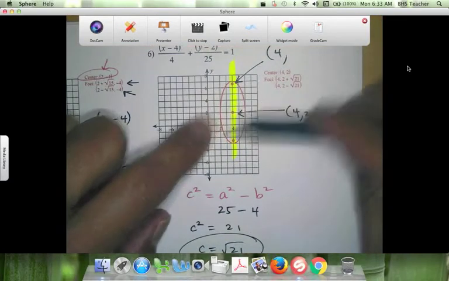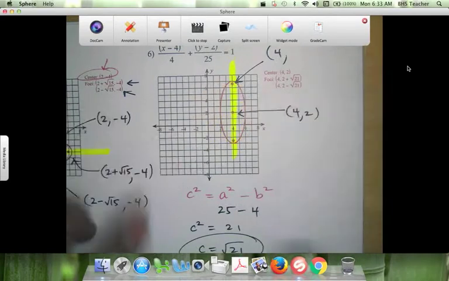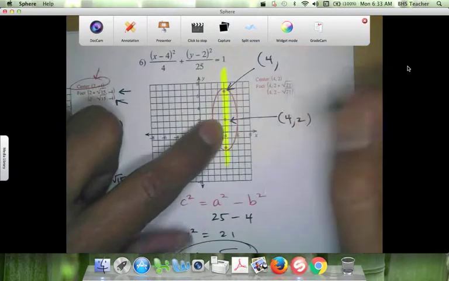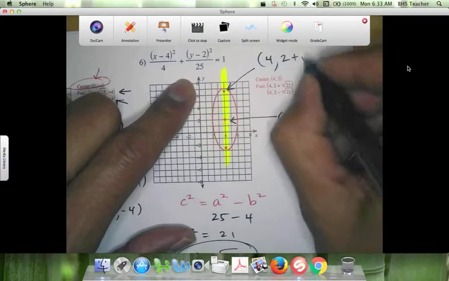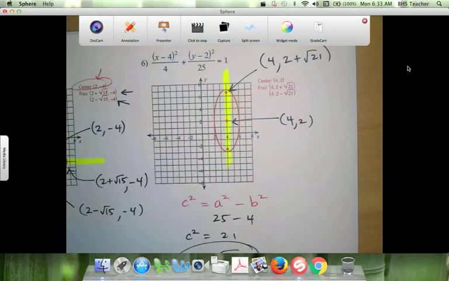Now from this 2, I'm not at 0. I'm at 2. From 2, I gotta add more distance to it. How much more? This much. The square root of 21. So it's 4 comma. And then from 2, I gotta add the square root of 21. That gives you that first focal point, that first foci.